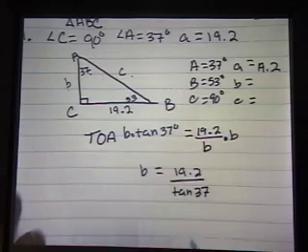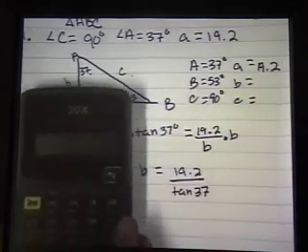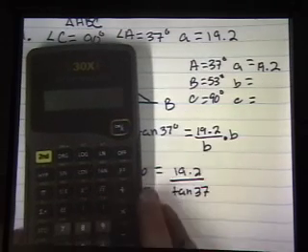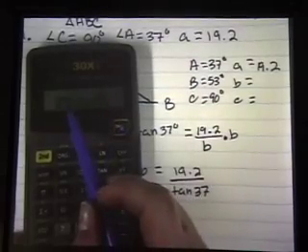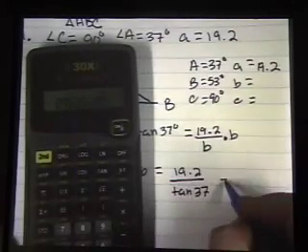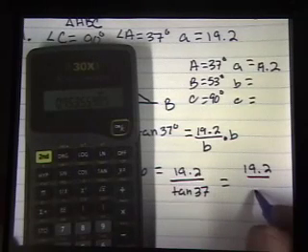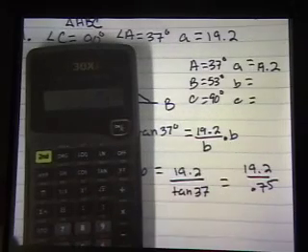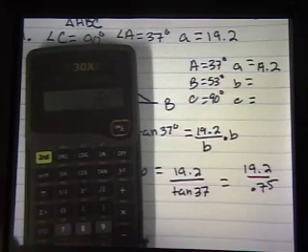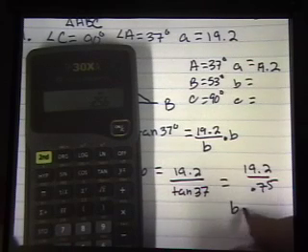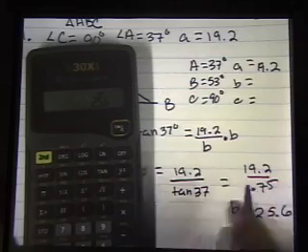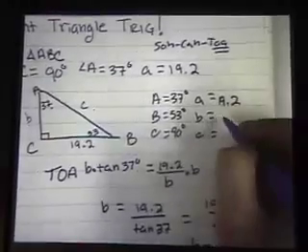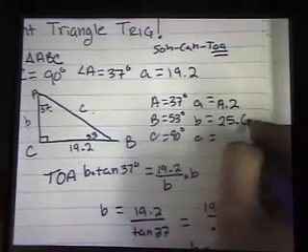I need to figure out what that number is first. So in my calculator, I'm going to put 37 tangent, and get that the tangent of 37 is 0.75, 75 hundredths. So this becomes 19.2 divided by 75 hundredths. Notice I rounded. So 19.2 divided by 75 hundredths, and our side B is going to equal 25.6. We go back up to our table in side B, and we put down 25.6.